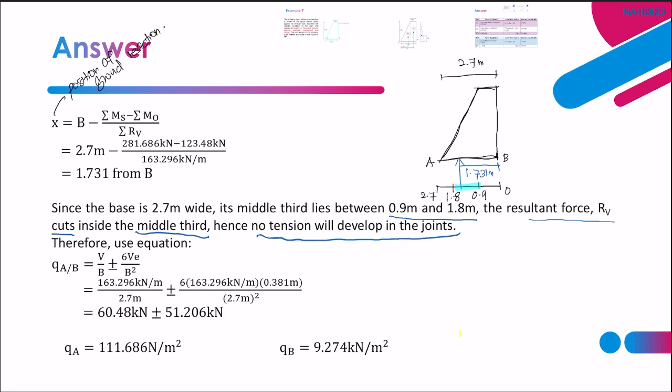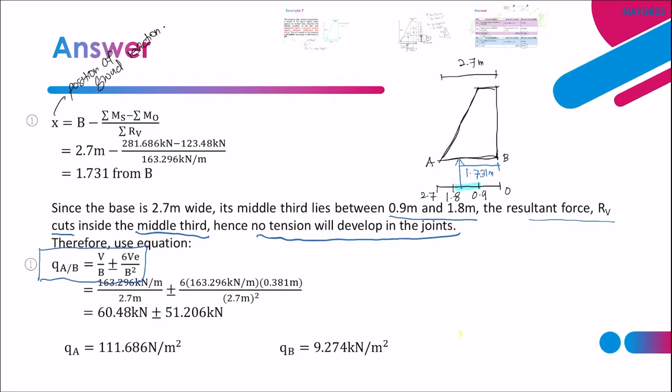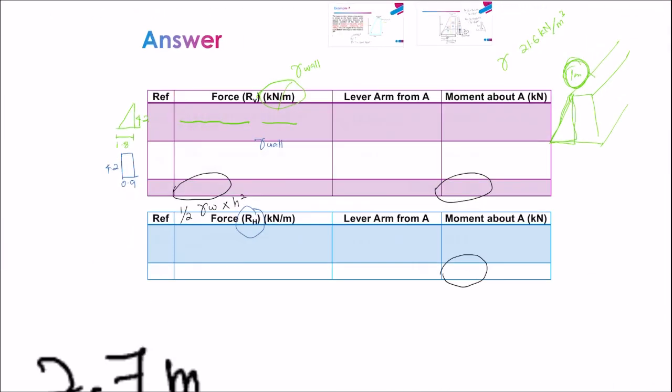And because it is within the middle third, we know the formula we are going to use to calculate the ground bearing pressure is this one, as I have explained in our previous video. You can refer to the formula here. If it is within the middle third, we use this formula to calculate the ground bearing pressure. We have QA and QB equal to V over B plus minus 6VE over B square. We have the value of V, which is the RV. We can refer here.